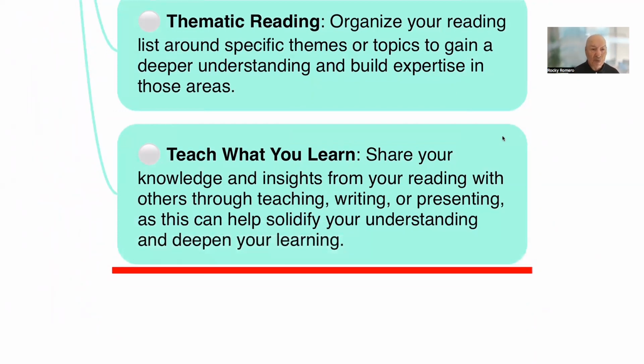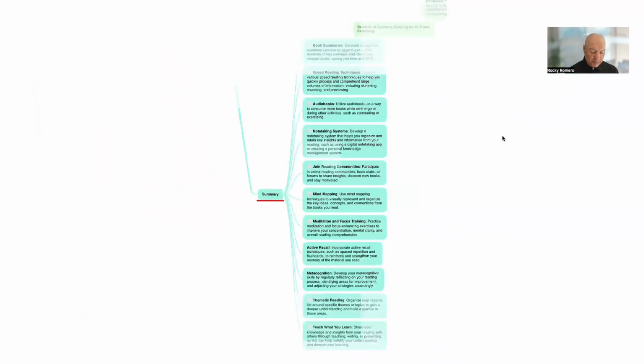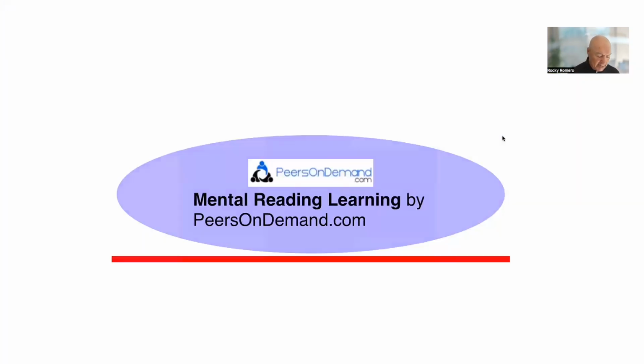And I think that's one of the most important things: we're learners forever. And to learn better, I think it's up to us to be able to teach what we've learned consistently. I do that daily when I'm in events, and I create events to be able to do that. So that's a quick look at mental reading and learning.